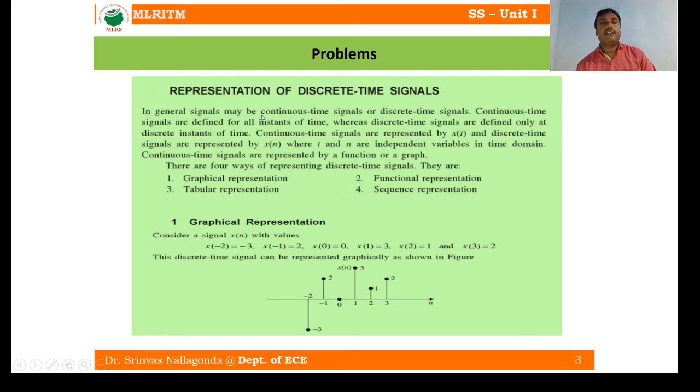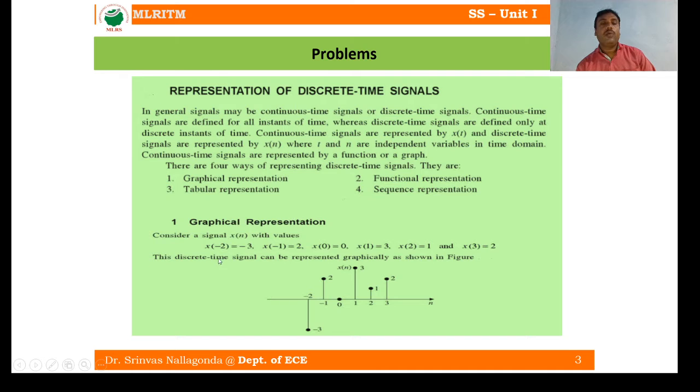In general, signals may be continuous time signals or discrete time signals, right? So continuous time signals are defined for all instants of time, whereas discrete time signals are defined only at discrete instances of time. For specific points of time, the signal is available. That is called a discrete time signal. But for all instants of time, if the signal is available, that is called a continuous time signal. Continuous time signals are represented by x of t, and discrete time signals are represented by x of n, where t and n are independent variables in the time domain. Now we will discuss discrete time signal representations.